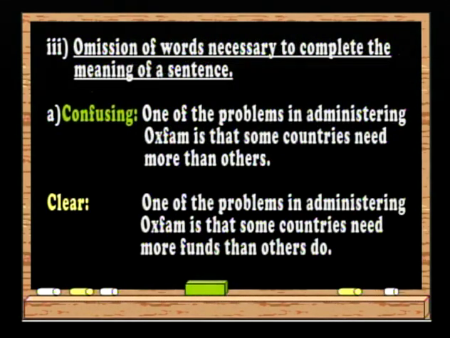Omission of words necessary to complete the meaning of a sentence. One of the problems in administering Oxfam is that some countries need more than others. Now the correction: one of the problems in administering Oxfam is that some countries need more funds than others do.